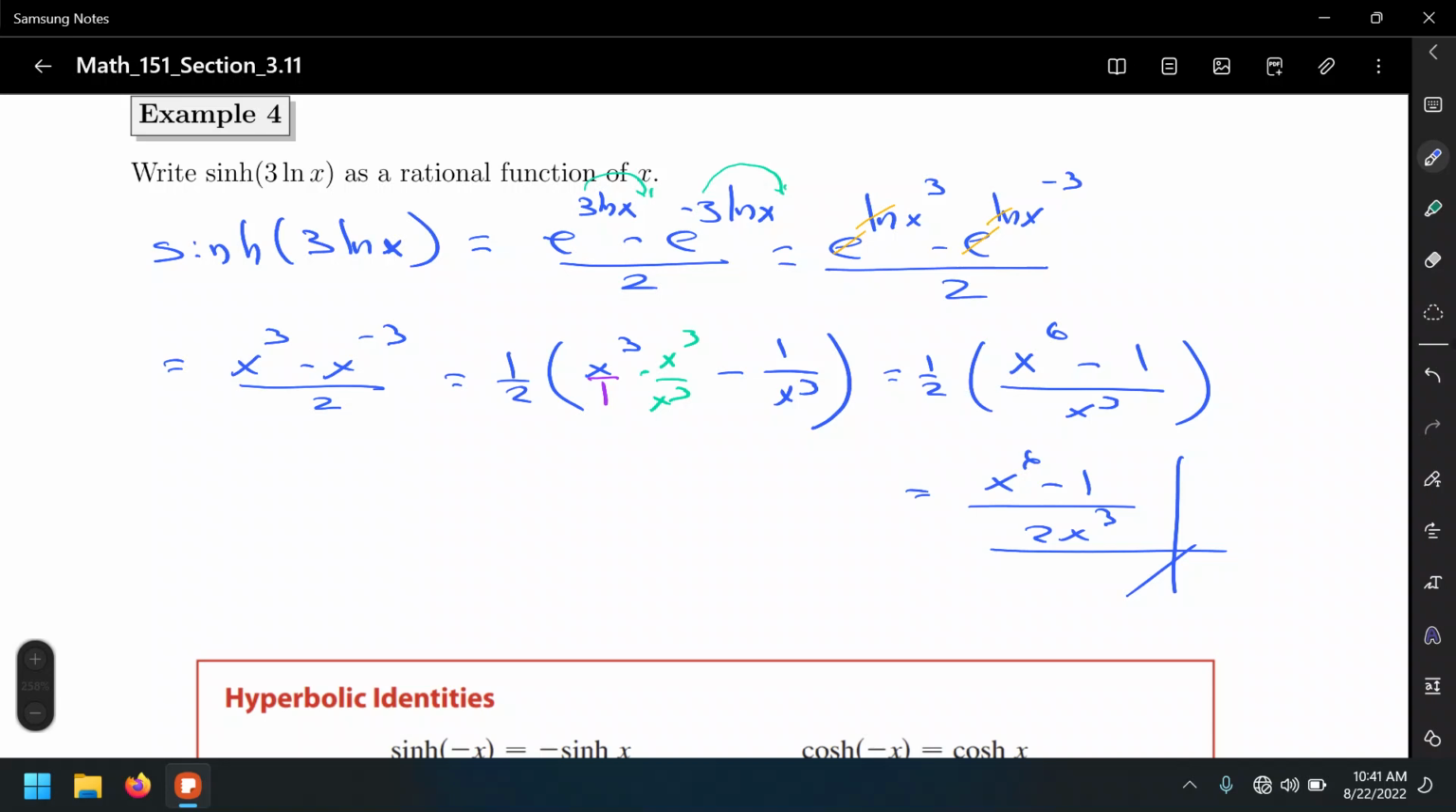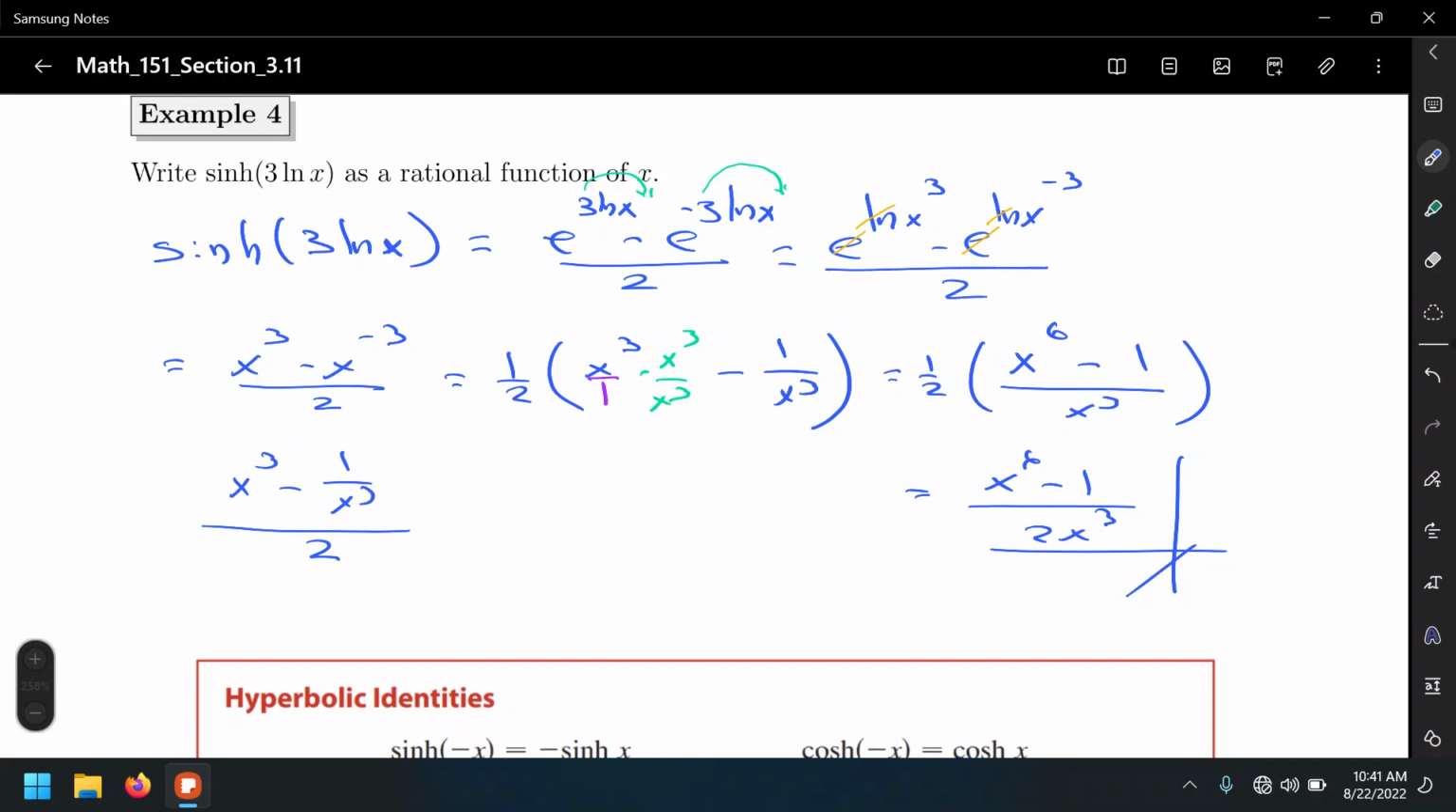Questions about example number 4? Yes? Was it really necessary to take 2 out of this one to turn it into a half? Yes, just so you don't have to deal with a more complicated least common denominator. For example, if you leave it this way, it looks like x cubed minus 1 over x cubed, the whole thing over 2. So it's going to look like a funky rational expression, like one of those complex fractions. So having this 1/2 in front makes the expression a little bit more friendly to work with.